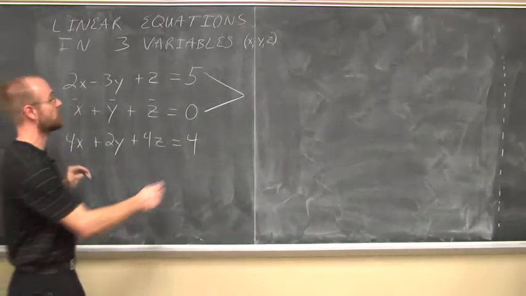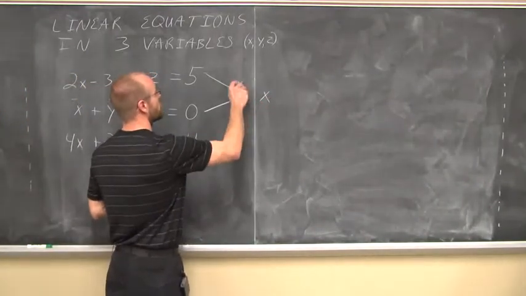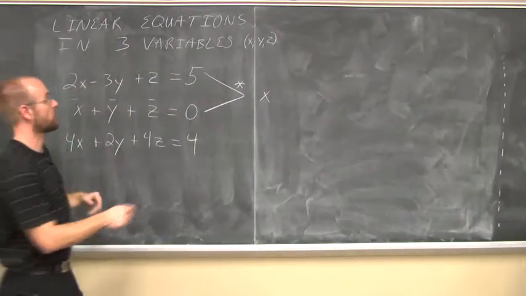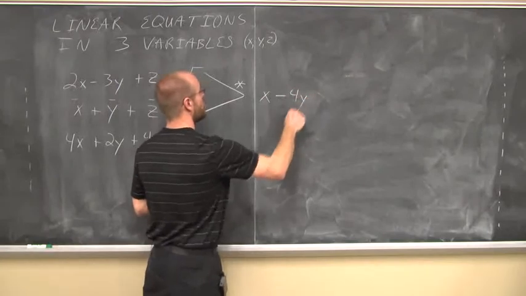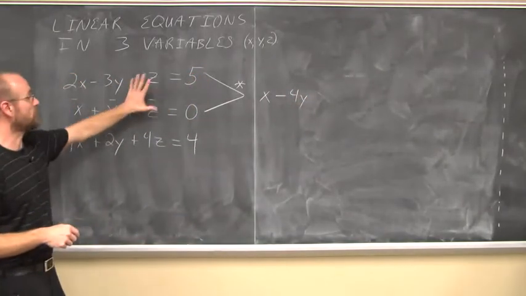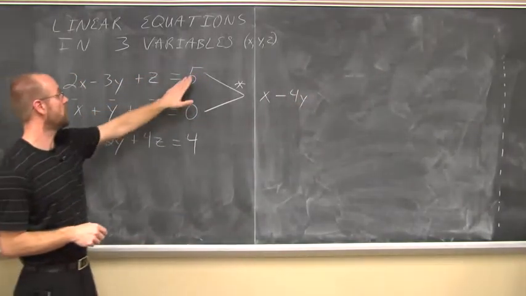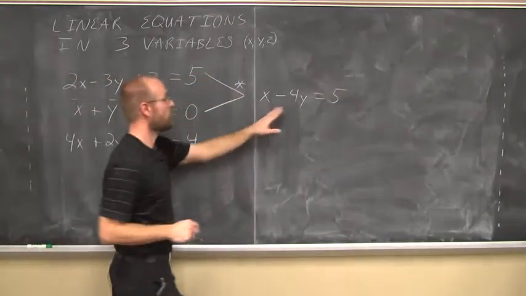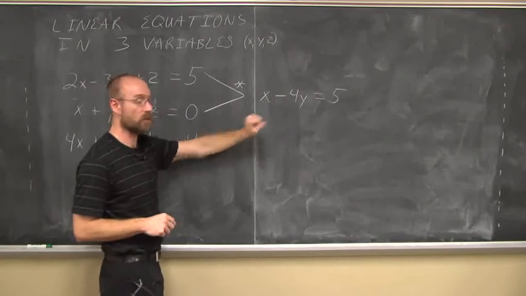2x minus x is just 1x. And I'm going to star this equation. This is my first equation. Negative 3y minus y is negative 4y. z minus z, we eliminated that variable. 5 minus 0 is just 5. So now we have a linear equation in just two variables.